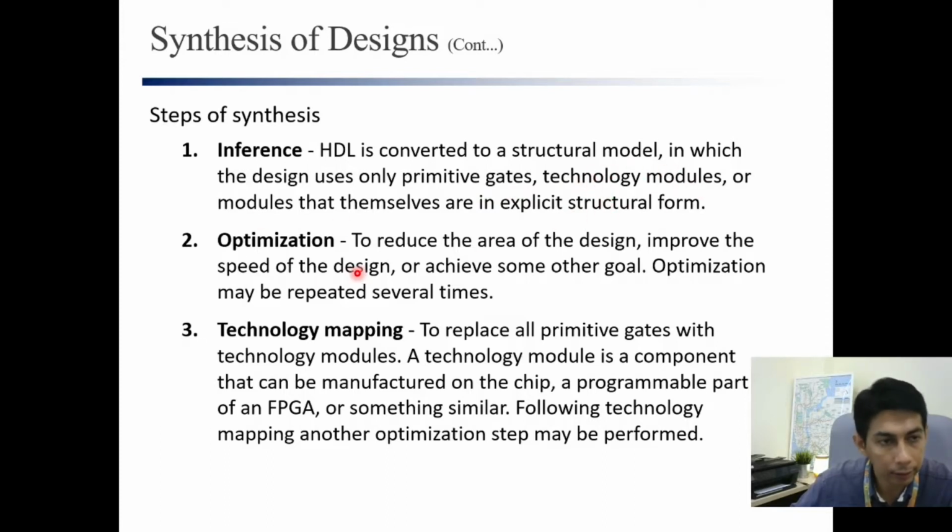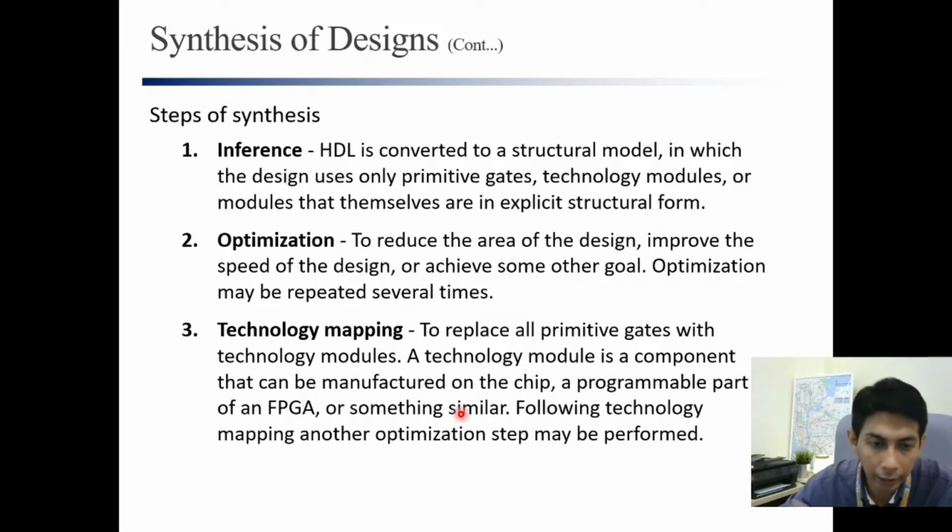Optimization, this one is done by the software also to reduce the area. So the software will try to minimize your design as much as possible, and try to improve the speed of the design and so on. And the last one is technology mapping. So this one is when you select your device. What is the FPGA device that you want to use? So it will map to that respective FPGA chip.